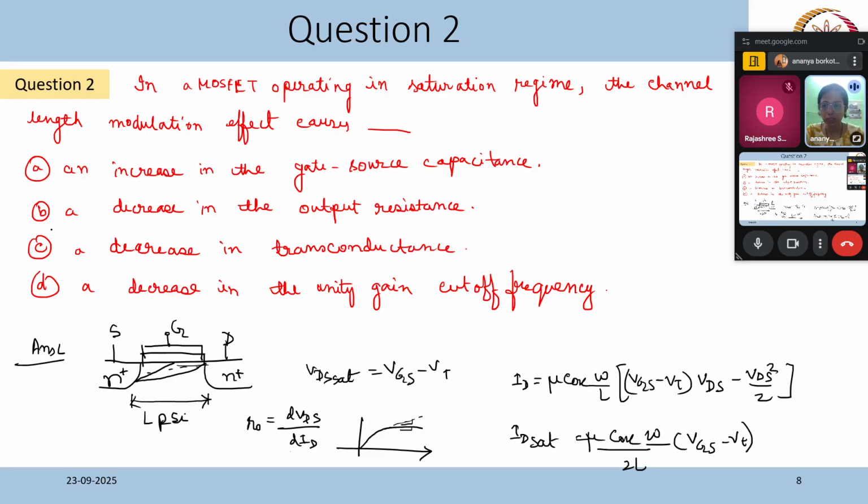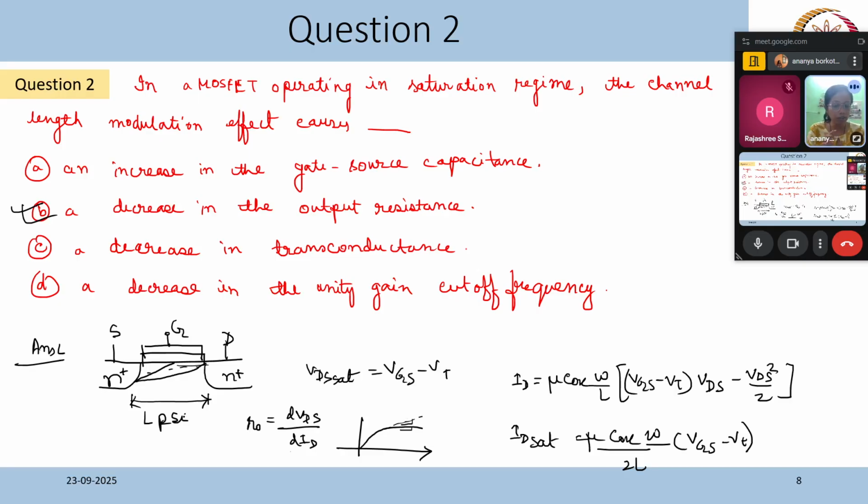So the answer is B. There is a decrease in output resistance. That is the effect of this, because the drain current slightly increases after this point. Now if our channel is very long, this delta L that is happening is not very significant, so we can neglect it. We can say that it is almost the same as the ideal condition.